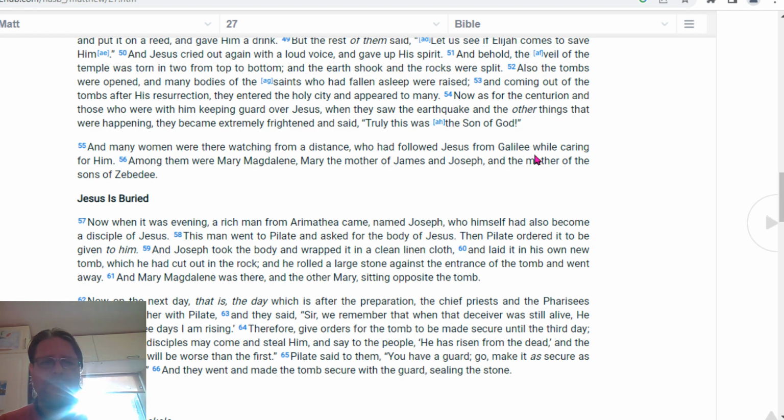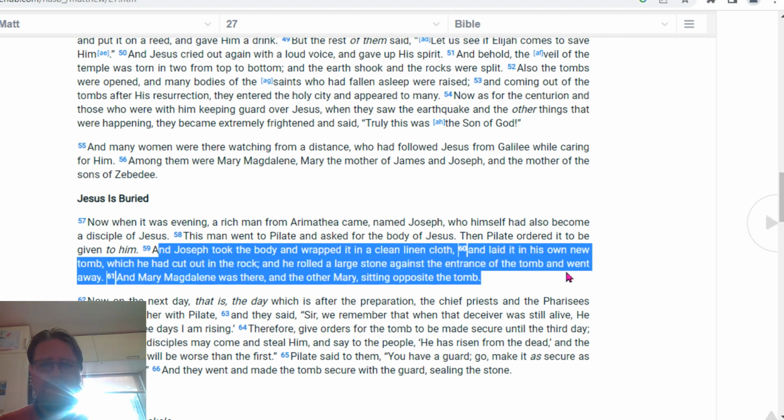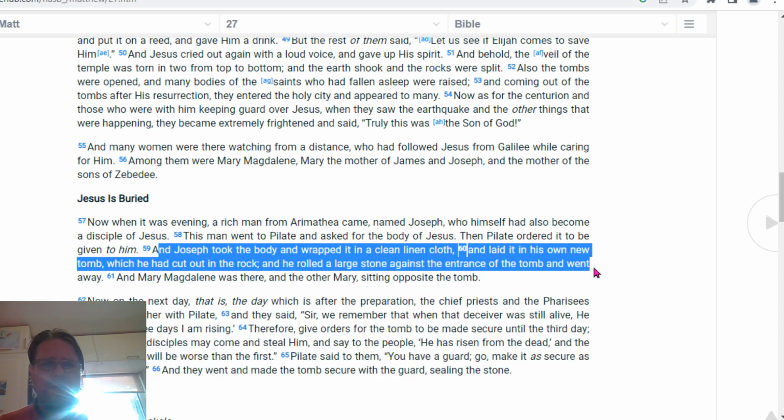Now go back to Matthew, where Jesus is buried. Joseph took the body, wrapped it in a linen cloth, and laid it in his own new tomb, which had been cut out of the rock. And he rolled a large stone against the entrance of the tomb and went away. The stone in Daniel that's taken from the rock comes down and destroys the kingdoms of the world. His body is put back into a rock, and a stone is rolled over. And there is the stone being the picture of Messiah.